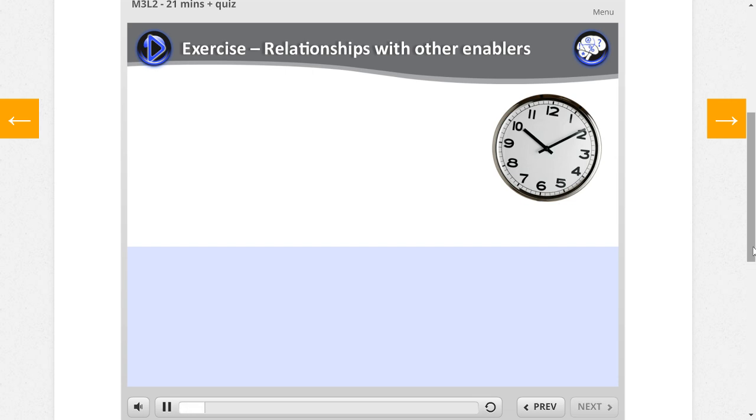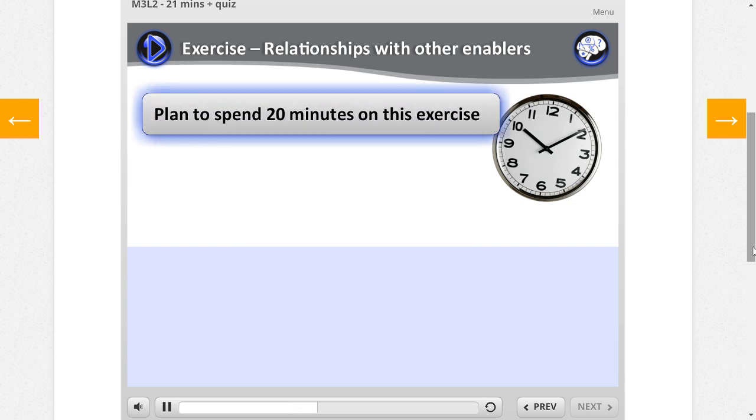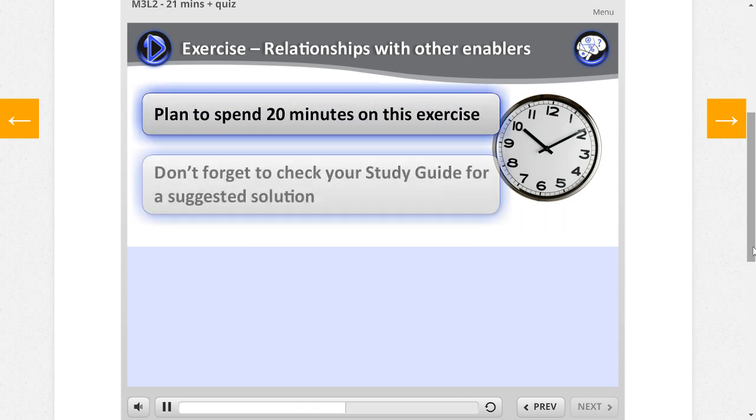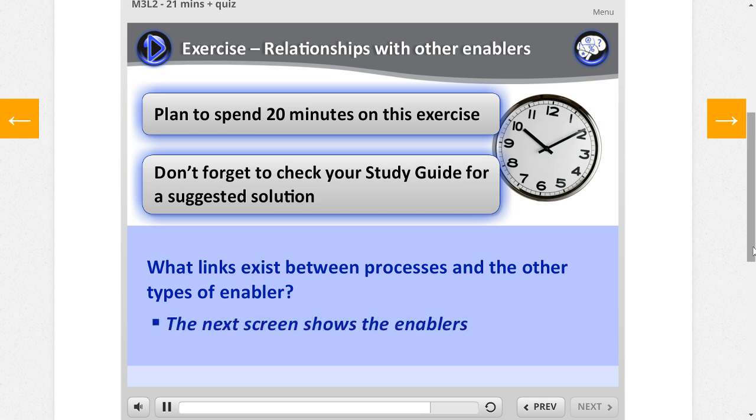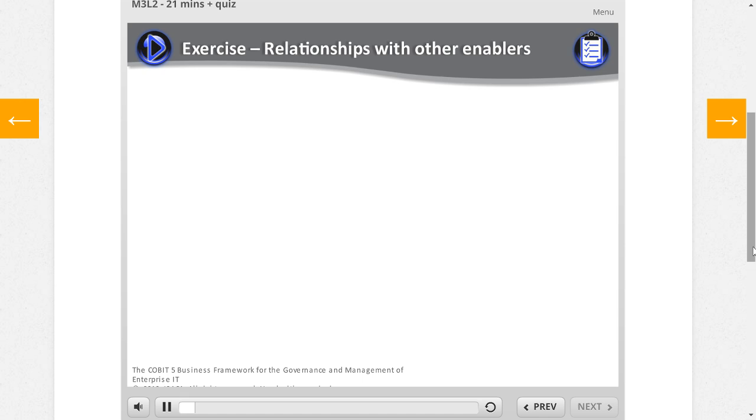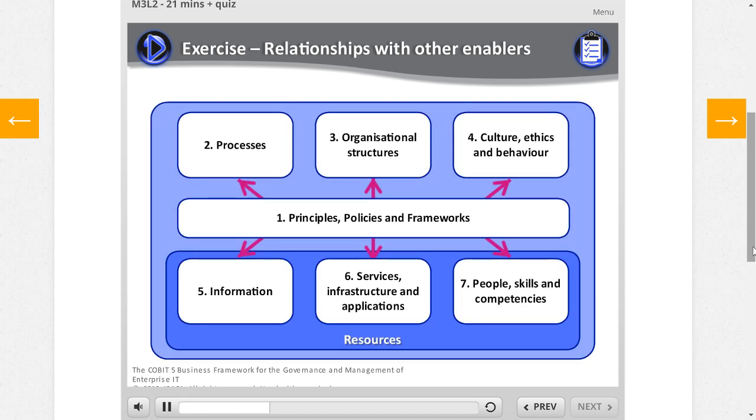The last topic in this lesson is the relationship of the process enabler with other enablers. Let's take this as an exercise. Aim to spend 20 minutes on this exercise, and don't forget to check out your study guide for our ideas. What links exist between processes and the other types of enabler?